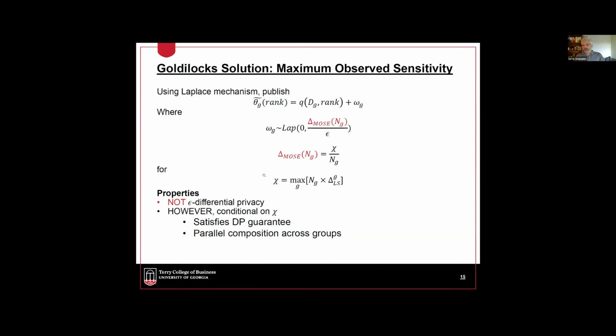when we're publishing this scaling parameter, it is a function of the data, and it is published in a non-distorted fashion to be able to adjust inference. However, if we're willing to condition on the existence of this scaling parameter, then the publications for the Opportunity Atlas satisfy the differential privacy guarantee and satisfy parallel composition across the groups.